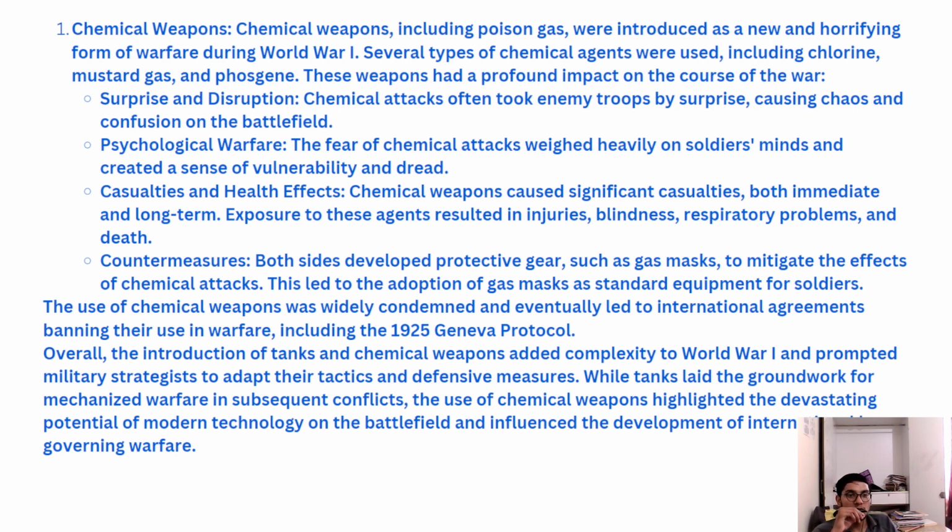Casualties and health effects: chemical weapons caused significant casualties, both immediate and long term. Exposure to these agents caused injury, blindness, respiratory problems, and death. Countermeasures: both sides developed protective gear such as gas masks to mitigate the effects of chemical weapons. This led to the adoption of gas masks as standard equipment for soldiers. The use of chemical weapons was widely condemned and eventually led to international agreements on warfare, including the 1925 Geneva Protocol. Overall, the introduction of tanks and chemical weapons added complexity to World War One.